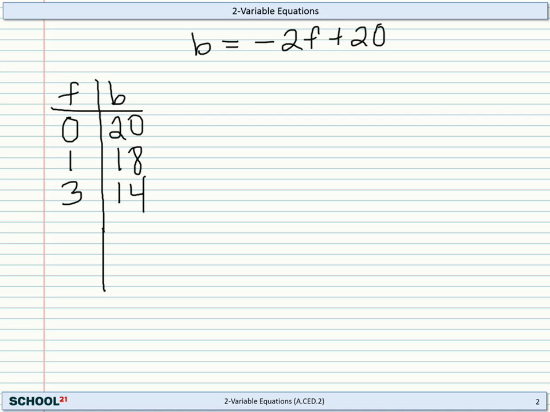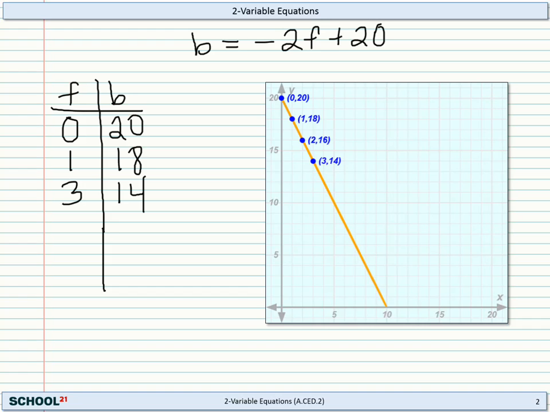Now there's an even better way, and that's to make a graph. Let's take a look at that. So the table is great because it has a lot of values, but it doesn't have every possible value. A graph, though, can have every possible value for you. So here we've made a graph of the values in the table. So here we had 0, 20. Well, here's the point 0, 20. And here the point 1, 18. Here's the point 1, 18.